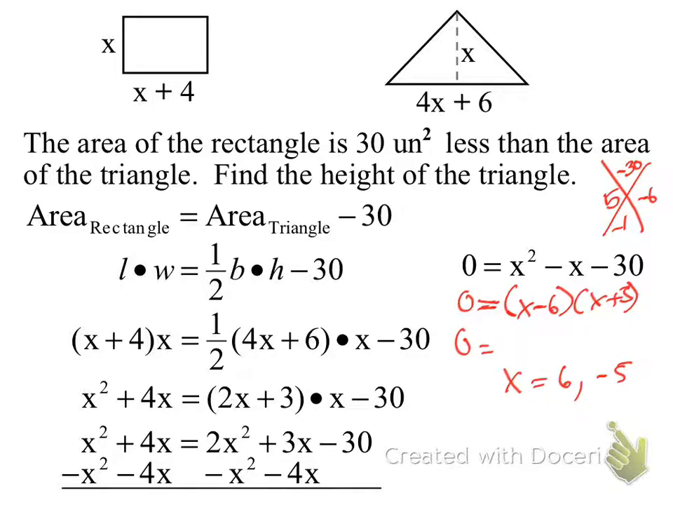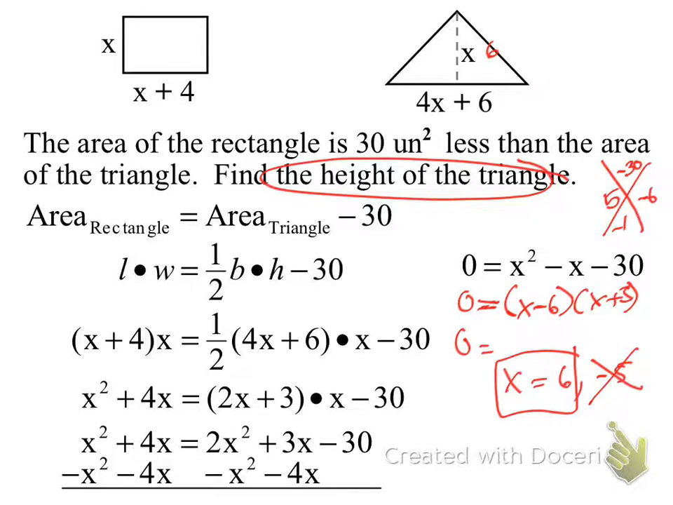What is the best solution there, Carson? 6 because distance. Correct. So they're only asking me for the height of the triangle, but if we want to, now we have the ability to find the base of the triangle, the length of the rectangle, and the width. Are there any questions? All right.